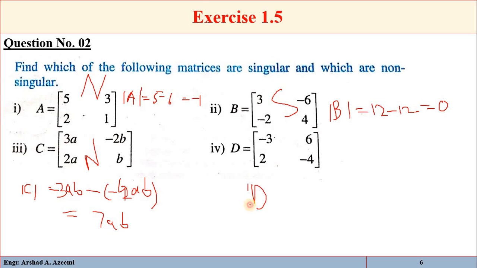Come here, the determinant of matrix D is equal to minus 3 multiplied by minus 4, which is 12, minus 6 multiplied by 2, that will be 12, is equal to 0. So again it is singular.